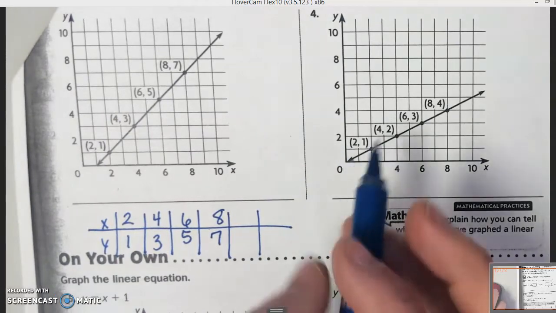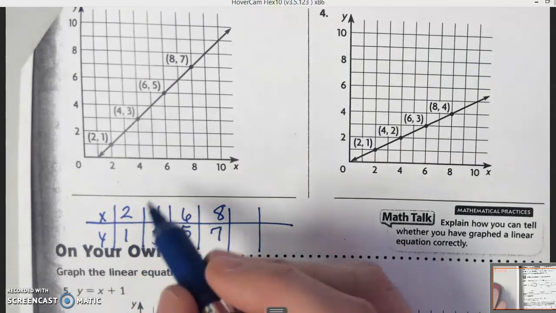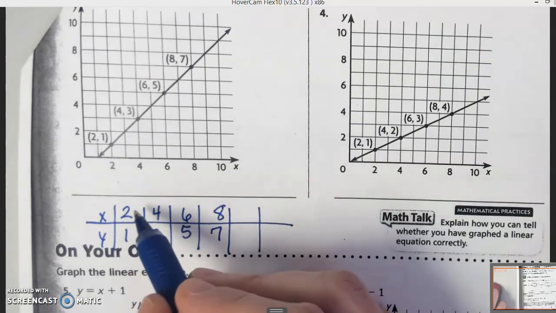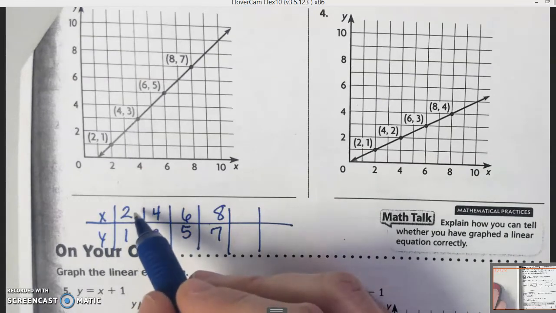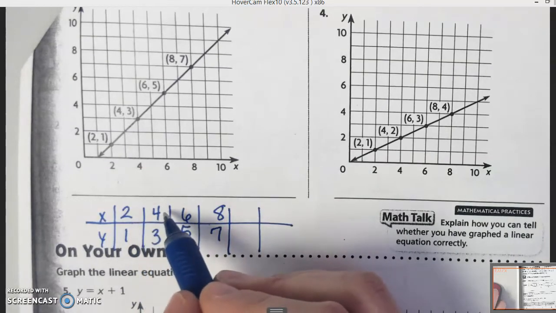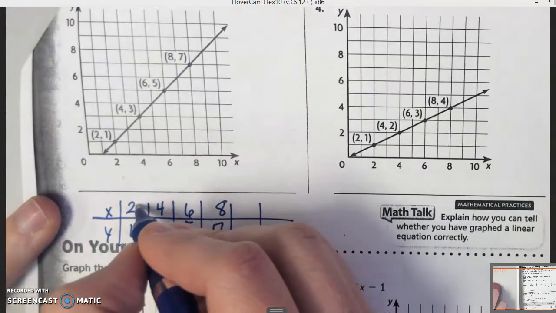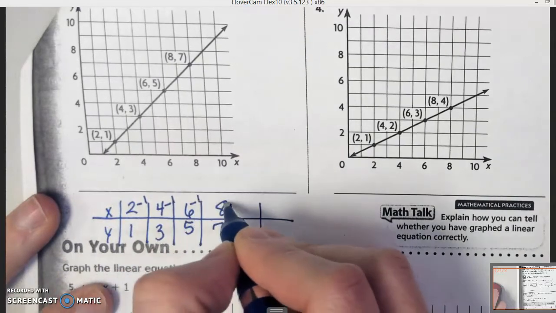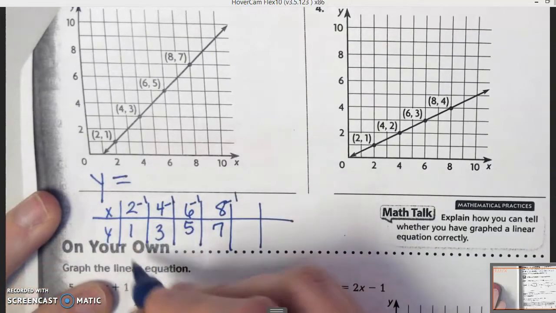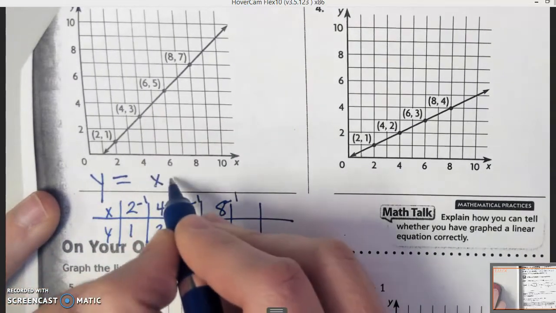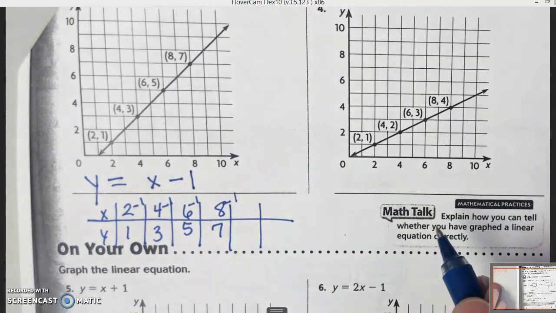So thinking back to what we did yesterday. It may not have been yesterday. It may have been the day before yesterday. What would I have to do to 2 to make it equal to 1? Minus 1. Does that work here? If I took 4 and subtracted 1, would I get 3? So each time, I'm taking that X value and I'm having to subtract 1. So that means my equation is going to be Y is equal to X minus 1. Does that make sense?